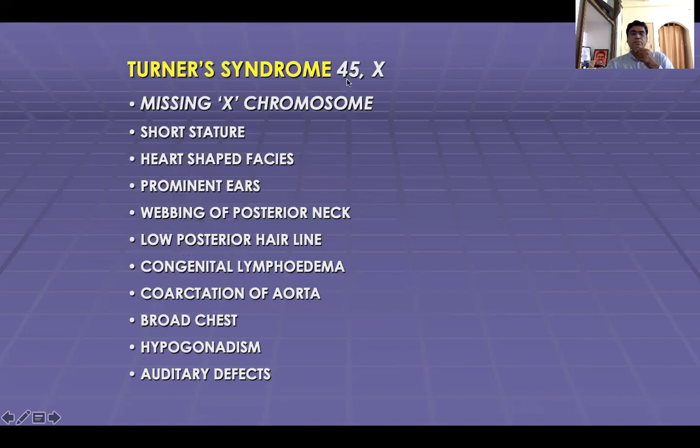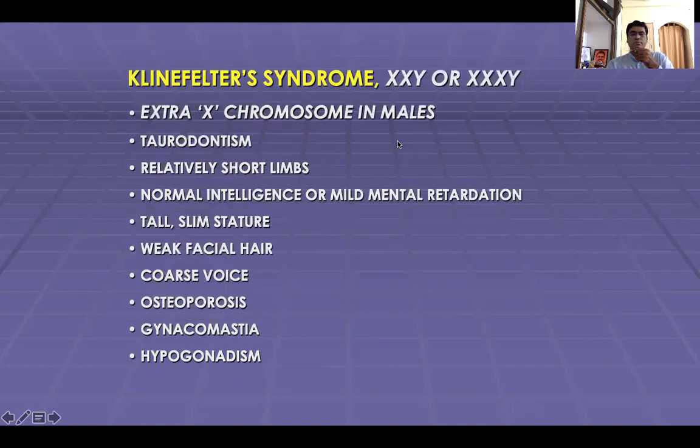Turner syndrome will have 45 X, that is one missing X chromosome. They will be of short stature, with heart-shaped faces, prominent ears, webbing of the posterior neck, low posterior hairline, congenital lymphedema, coarctation of the aorta, broad chest, hypogonadism, and auditory defects. These are the different features you observe in Turner syndrome.